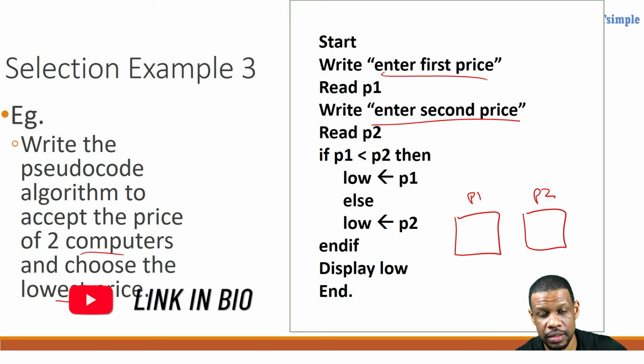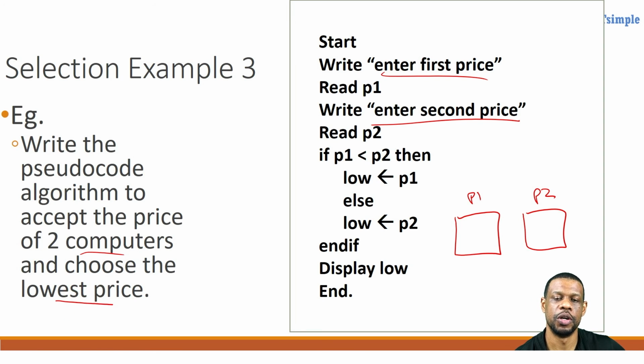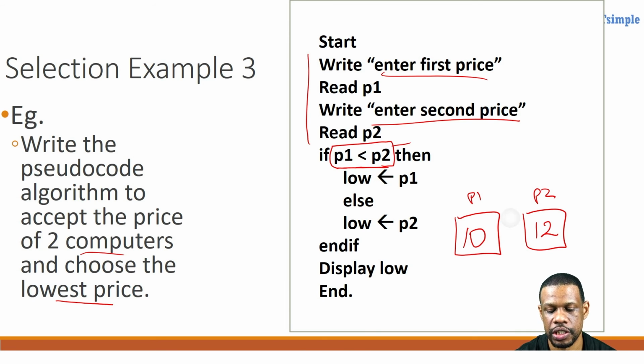Whatever the user puts in doesn't matter to us, because remember, we are writing a solution to the problem. We're not actually trying to find the highest price for them. We're trying to get the computer to do that for us. So we give these instructions, the computer reads the two of them, and let's say we have price 1, which is $10, and price 2, which is $12. Cool, great, wonderful. So now we say if P1 is less than P2, this here is called the condition.